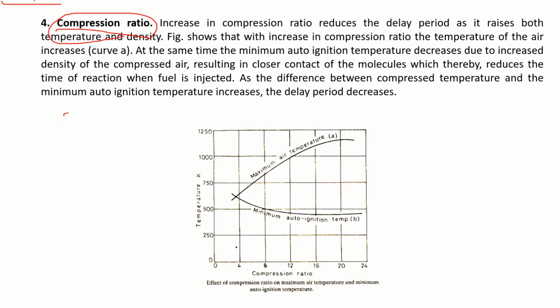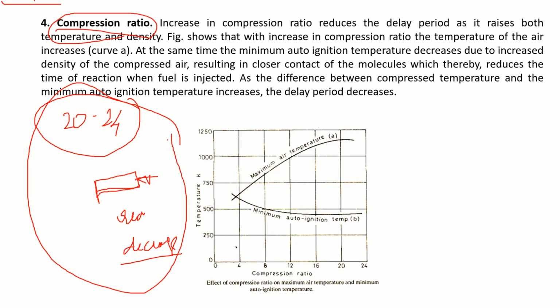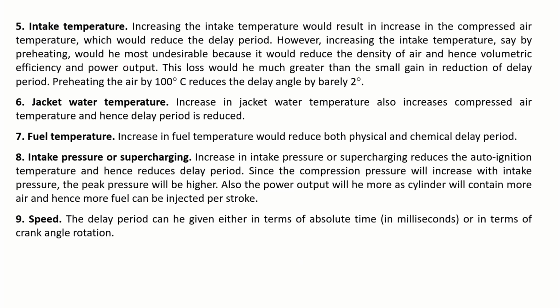But already we are using high compression ratios in the order of 20 to 24. If I further increase the compression ratio, then to withstand very high pressure, the piston has to be made strong. Then the piston weight will increase, the weight of the reciprocating mass will increase, and the engine speed starts decreasing because of the inertia. With these kinds of difficulties, we have to find the right compression ratio so that the ignition delay is smaller.